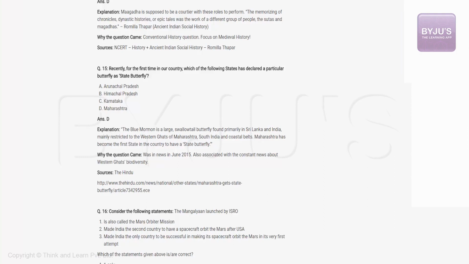Now, one is correct for sure. Mars Orbiter Mission, we know it is called Mars Orbiter Mission. So one has to be there in the answer. So which are the options in which one is not there? B is out. Option B is eliminated. Now three are left. India was the second country to have a spacecraft orbit Mars after USA. Again, a very absolute statement, right? Chances are it might not be correct, India being the second country, etc.